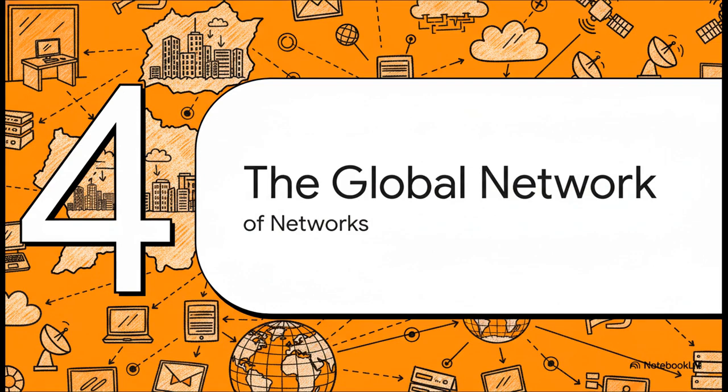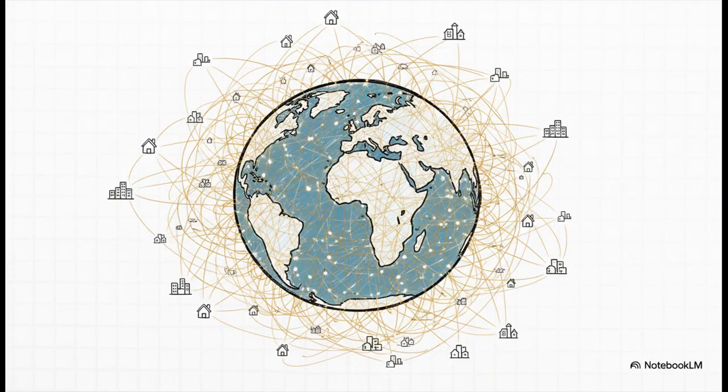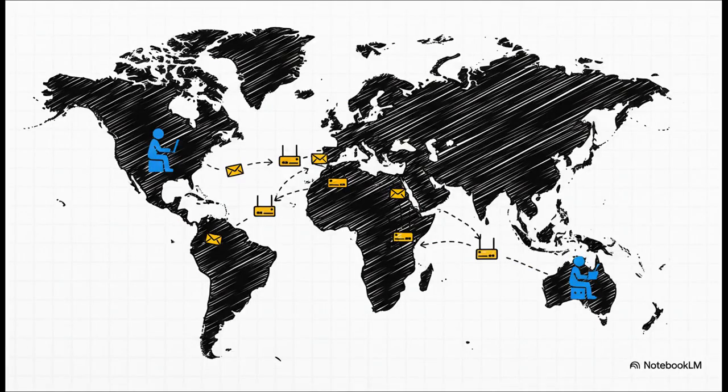So what's the final ultimate building block? What happens when you connect all of the networks together? You get the internet. That's what it is. The internet is basically the ultimate WAN. It's not one single thing. It's a worldwide network of networks that connects, well, literally everything. And that's exactly why you hear people call the internet a network of networks.